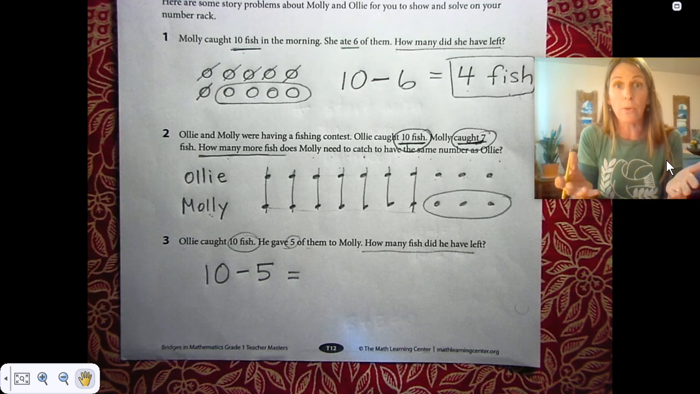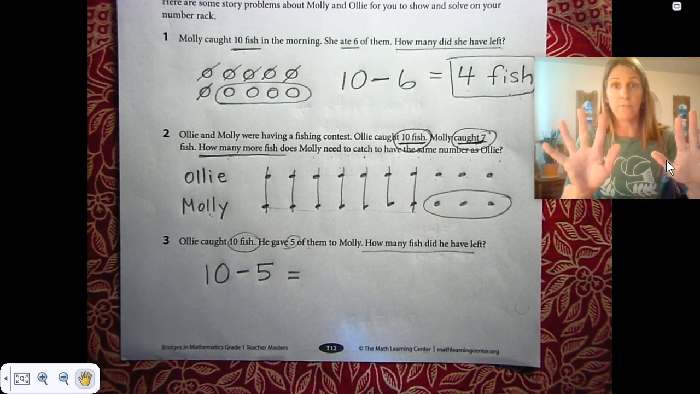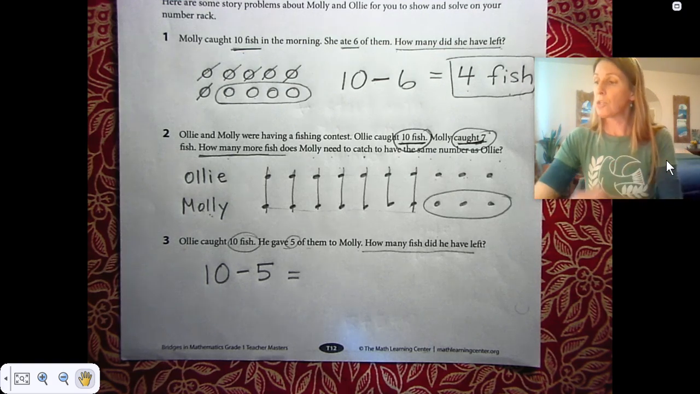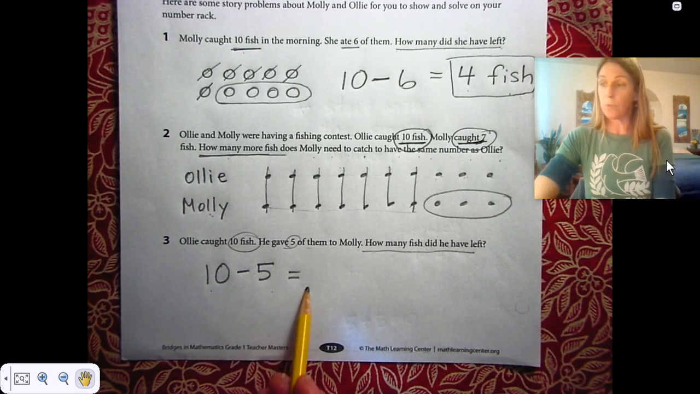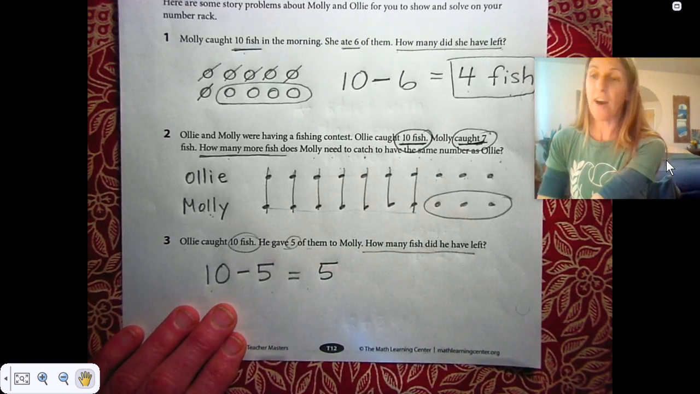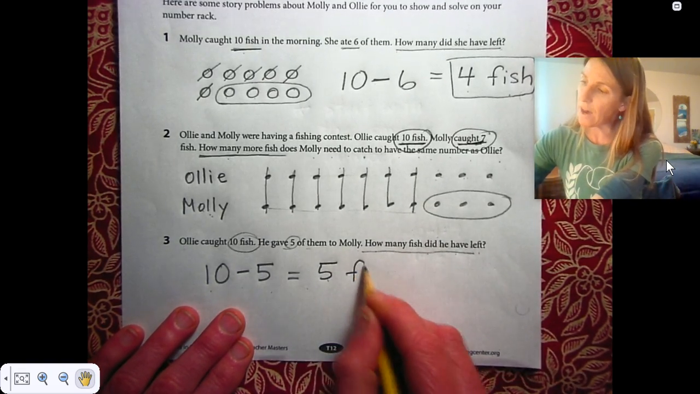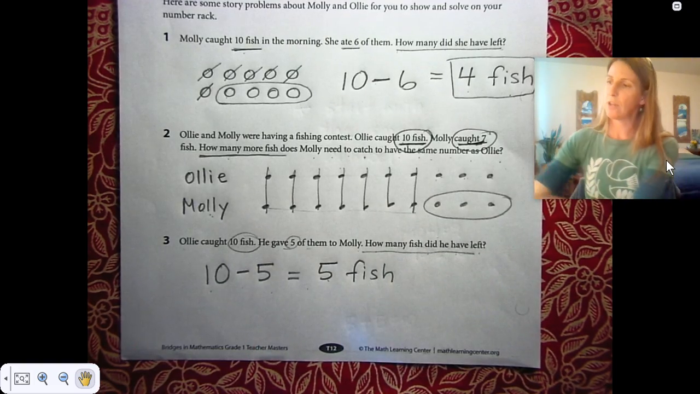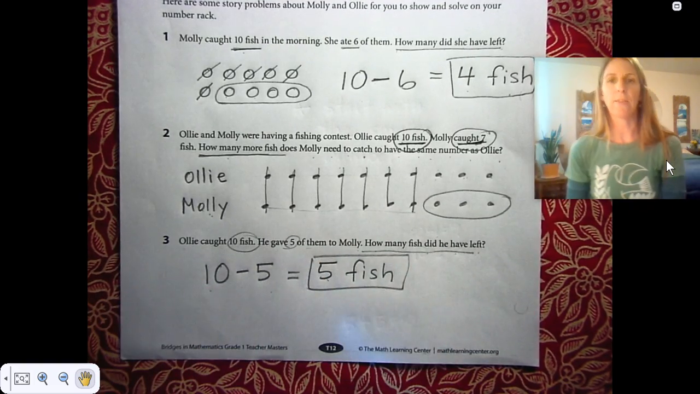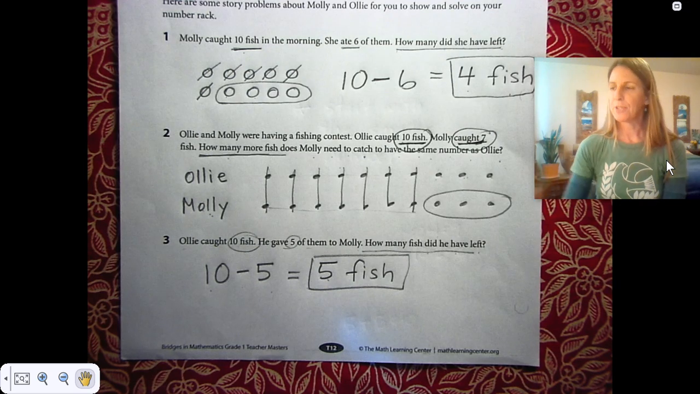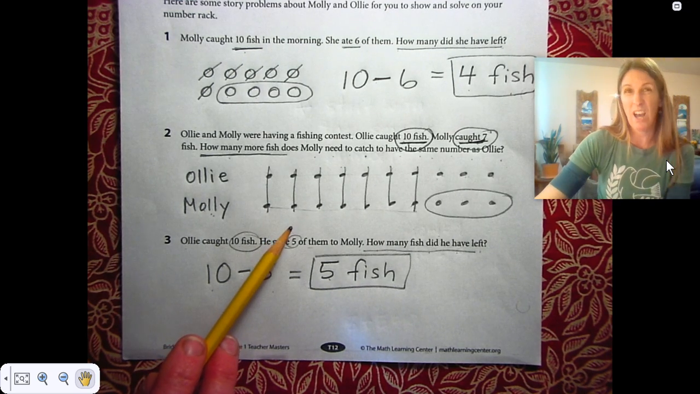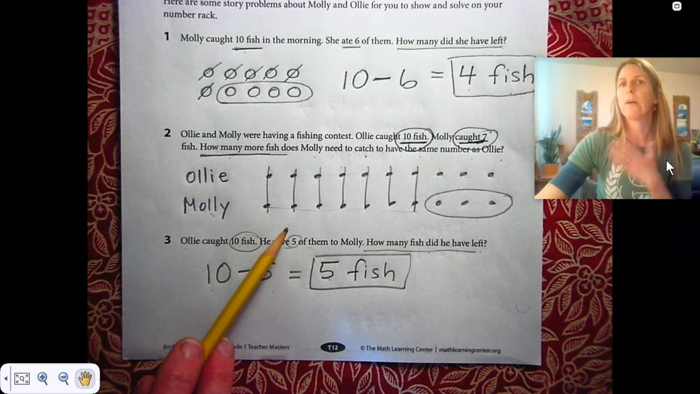These are those doubles. We know that 5 plus 5 equals 10. So 10 minus 5 equals 5. Yeah. How many fish did he have left? He had 5 fish left right there. All right. You know what? I'm looking back at this problem and I never wrote an equation for it. I think I should do that.